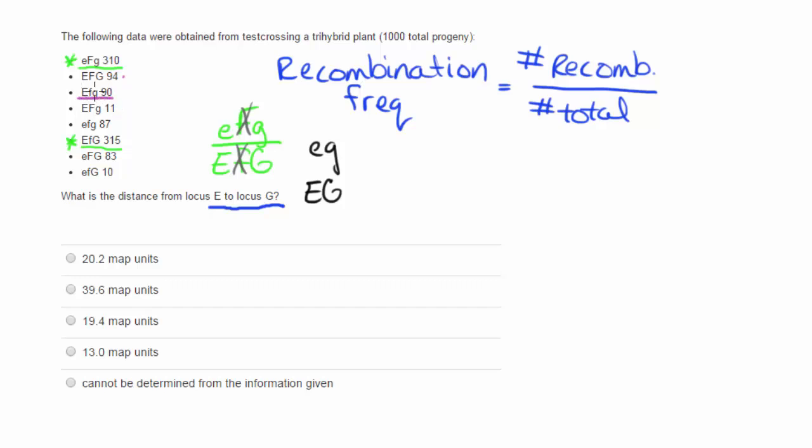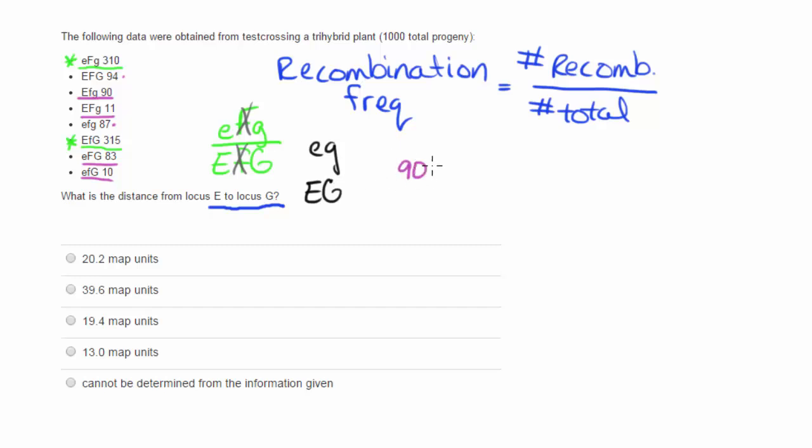We have a big E with a little g. This one is going to be recombinant as well. This one here would not be recombinant for E and G. This one would be, and this one would be also. And once we know that, we can calculate the recombination frequency.